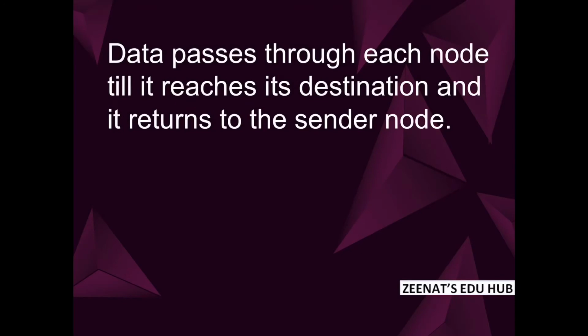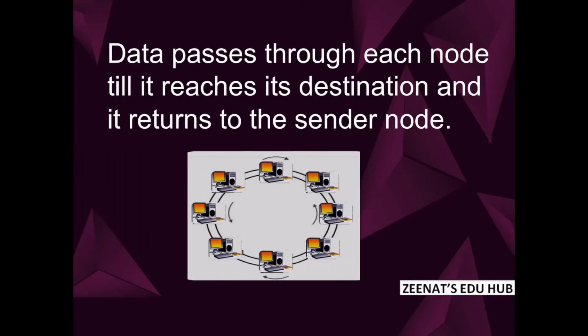When one node sends data to another node, it passes through each node in the ring till it reaches its destination and returns to the node that sent the data. Finally, the sending node removes it from the network. In this process, every node retransmits the data to keep the signal intact.